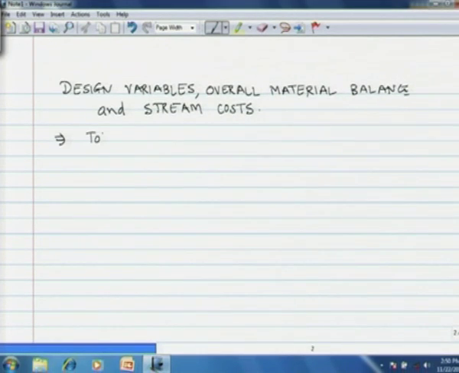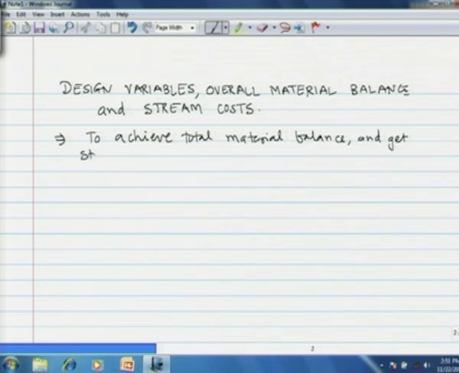To achieve total material balance of the process, we have to have the complete problem definition. However, as I just mentioned, the problems are underdefined and some data is missing. That point we note. Okay. To achieve total material balance and get stream cost, that will help us identify the economic potential of the process. We must assess whether problem definition is complete or some information is missing.